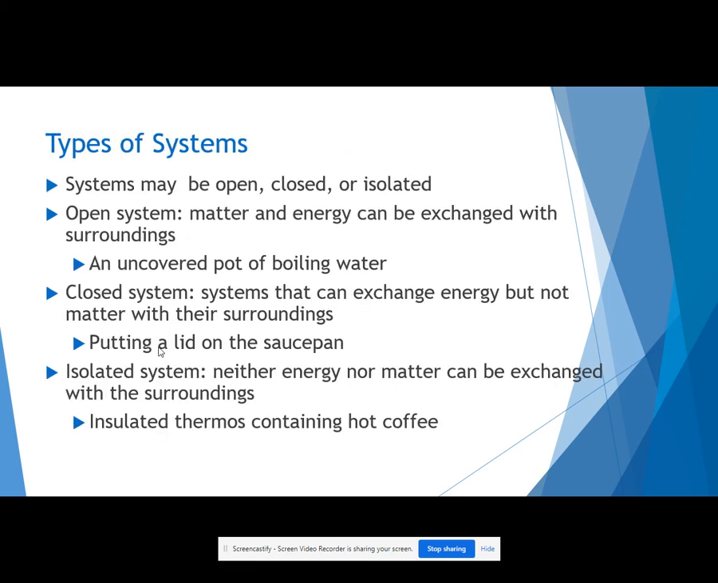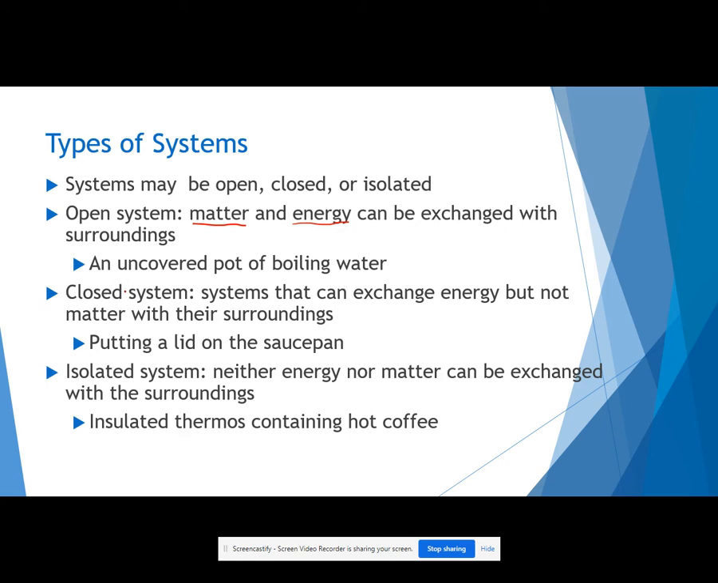Now, there are different types of systems. They may be open, closed, or isolated. An open system is where both matter and energy can be exchanged. A good example of this is a pot of boiling water. Matter can escape because water can be turned into water vapor and go off into the air, and energy is also transferred because energy is going from the stove into the water.